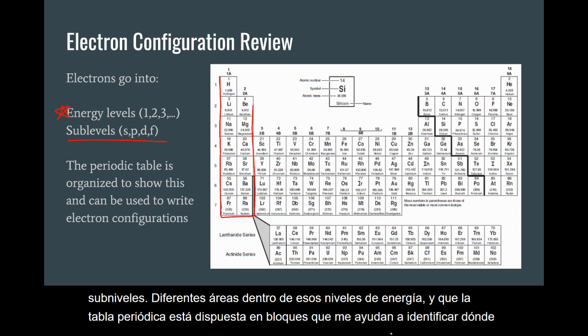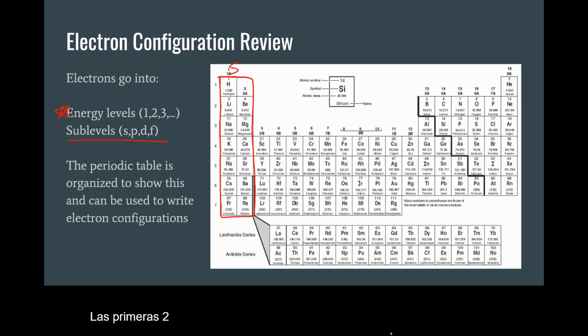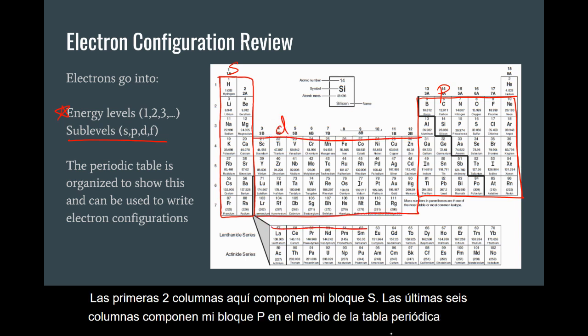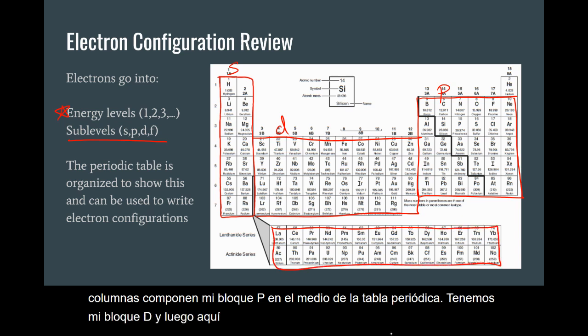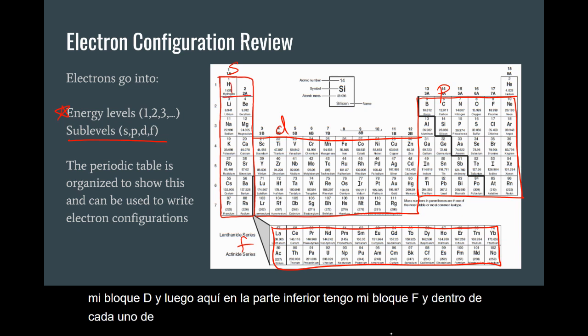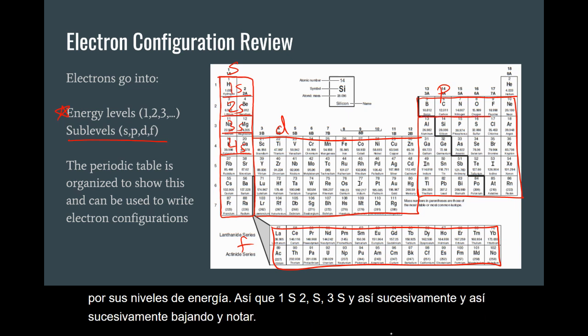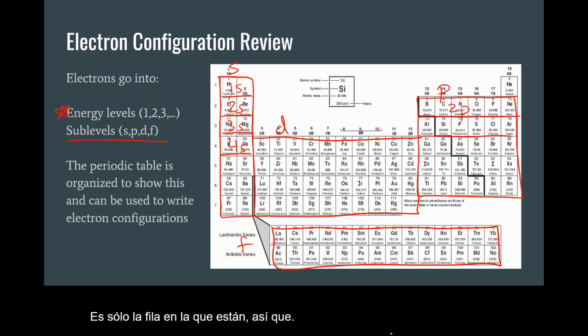So the first two columns here make up my S block. The last six columns make up my P block. In the middle of the periodic table, we have my D block. And then here at the bottom, I have my F block. Within each of these blocks, we can label the individual sublevels by their energy levels: 1s, 2s, 3s, and so on going down. Notice it's just the row that they're on. So the 2p, 3p, 4p.